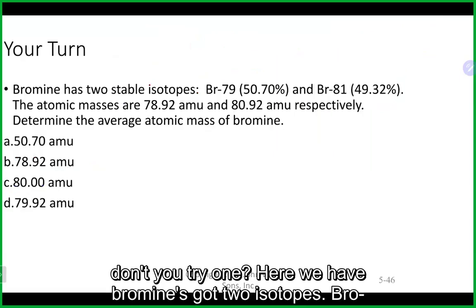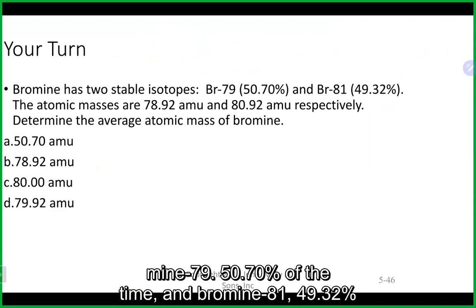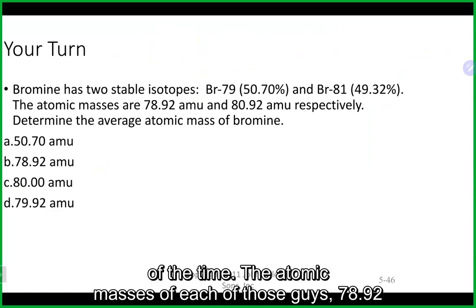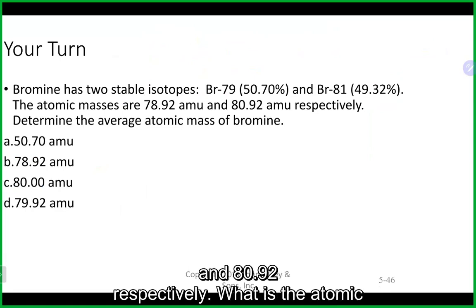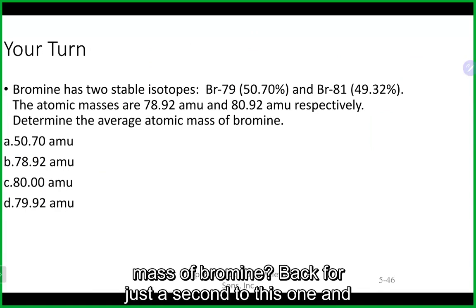All right, so why don't you try one here? We have bromine, which has two isotopes. Bromine-79, 50.70% of the time, and bromine-81, 49.32% of the time. The atomic masses of each of those are 78.92 and 80.92 respectively. What is the atomic mass of bromine?